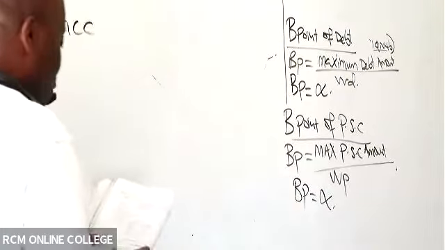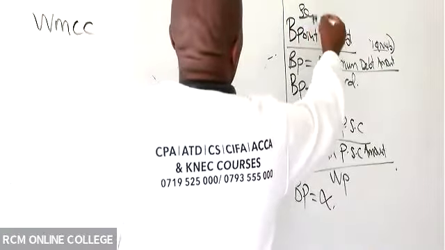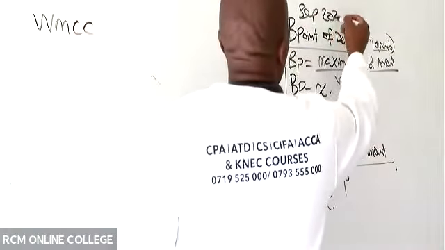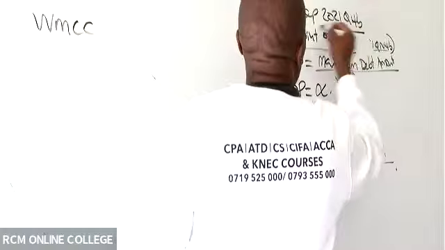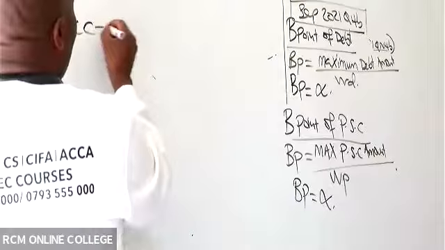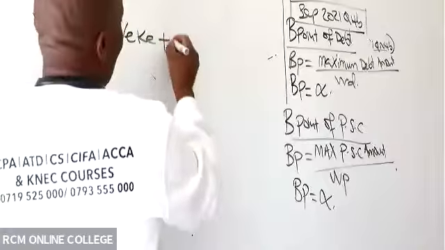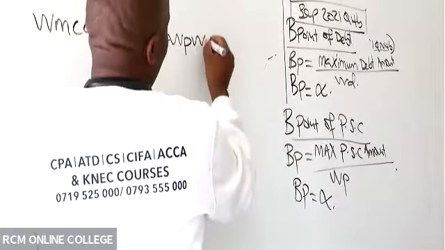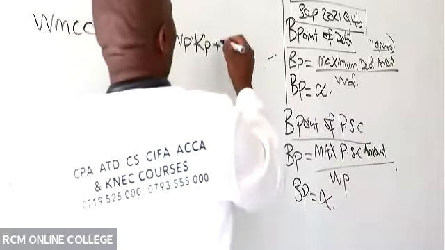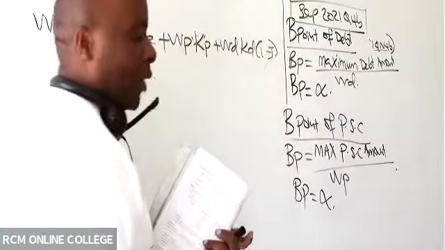So remember, which question are we doing? This is September 2021, question 4B. So how do we get WMCC in this case? Weight of equity times cost of equity, plus weight of preference times cost of preference, plus weight of debt times cost of debt, and this cost of debt must always be after tax.